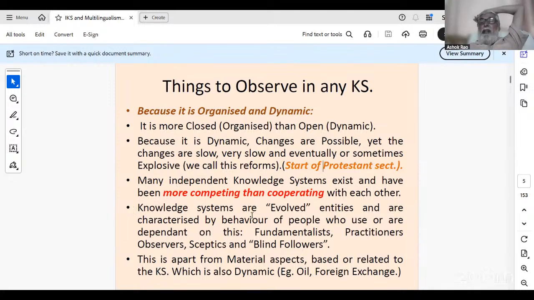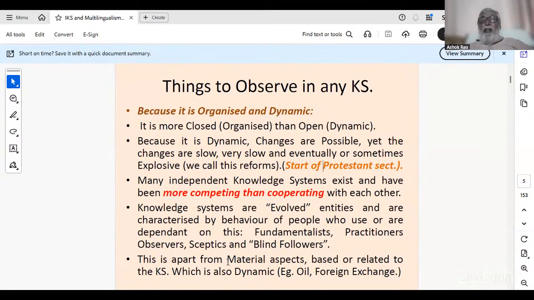All knowledge systems are evolved. So it's not that it suddenly happened overnight. They are evolved and they are characterized by behavior of people who use or are dependent on this knowledge system for daily life, seasonal life, lifespan of a human, lifespan of a civilization, whatever you call it. And there are various categories of people who follow or depend on this. Some are fundamentalists, some are practitioners, some are observers, some are skeptic about this. A large number of them are blind followers. Okay, you cannot ask them to explain why they do a certain thing. They've just been following it for the last few thousand years.